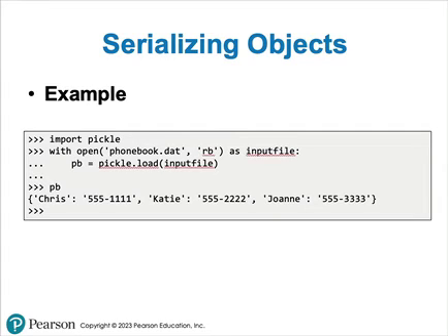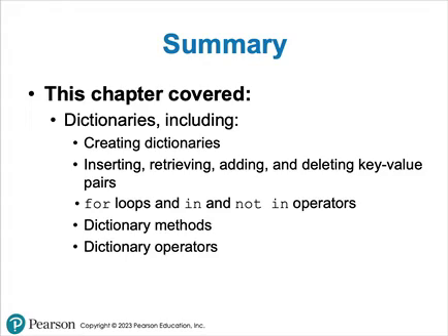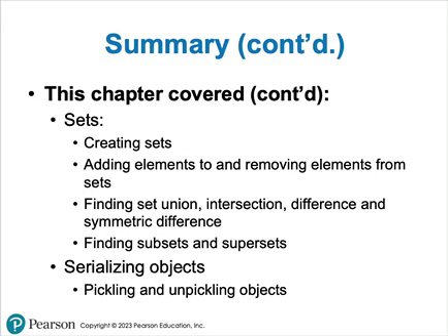So that covers the 3 topics in Chapter 9, which was primarily dictionaries, sets, and serializing objects. So there's part of the things we talked about, and then here are the rest of the things that we talked about. So that finishes up our lecture on Chapter 9 of your textbook.